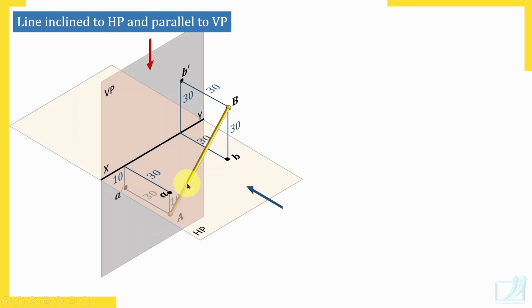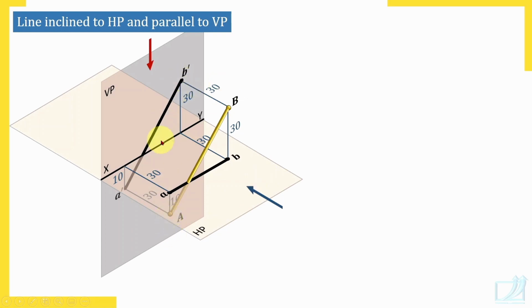Some portion of the line is below HP and in fourth quadrant, and some portion of the line is above HP. So here this line has some portion in fourth quadrant and some portion in first quadrant, but no problem. So if you join A and B, you will get top view of line AB in HP. And when you join A dash B dash, you will get front view of line AB. Simple.